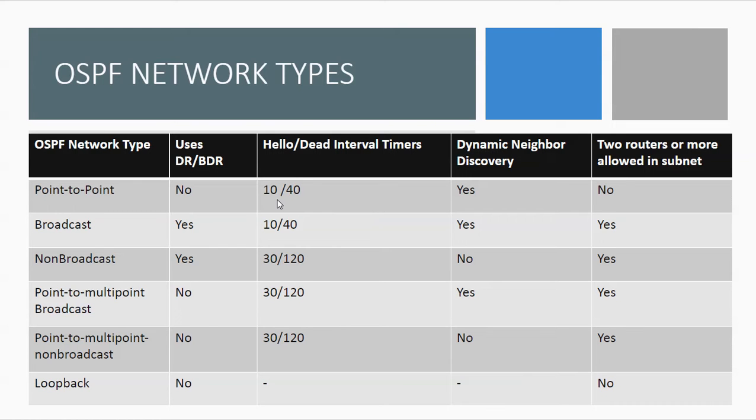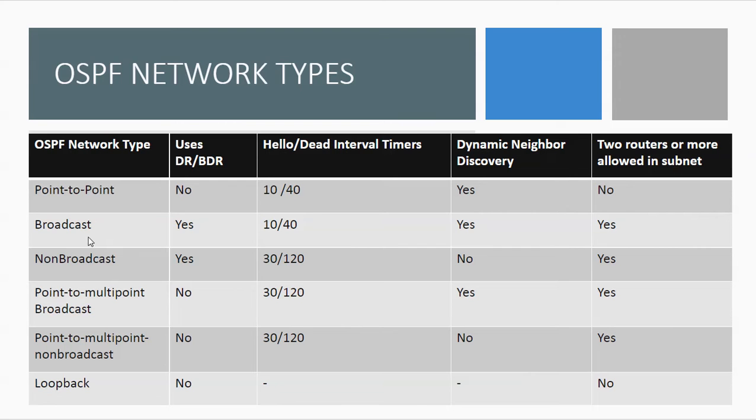Hello and dead intervals are used, and those are basically the default 10 and 40. Dynamic neighbor discovery happens in point-to-point networks, because if you bring up two routers with the OSPF protocol enabled, they will start communicating with each other right away. And only two routers participate in a point-to-point network. More routers cannot be connected to this type of network. Two is the minimum and the maximum.